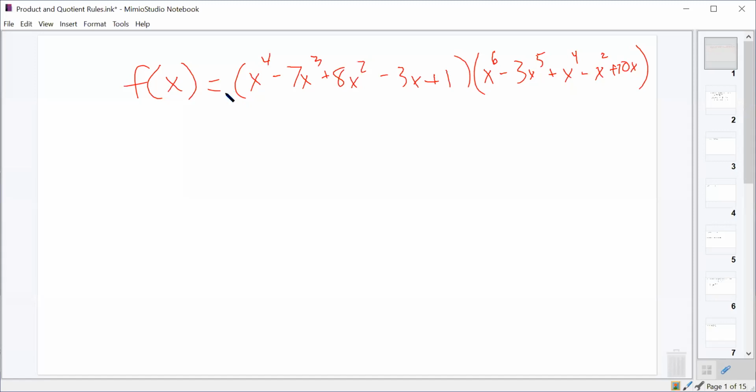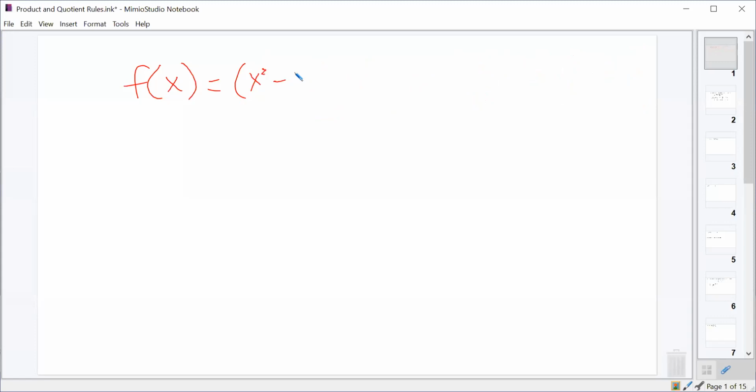Okay. Unfortunately, it would be really cool if I could just take the derivative of this function and the derivative of this function and multiply them together, but that does not give you the correct derivative. I'm going to demonstrate that really quickly with something nice and simple. Like suppose we had x squared minus 1 times x plus 1.